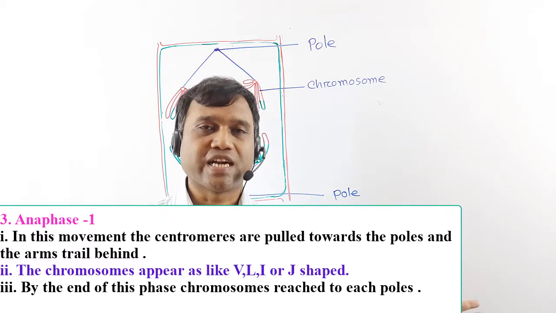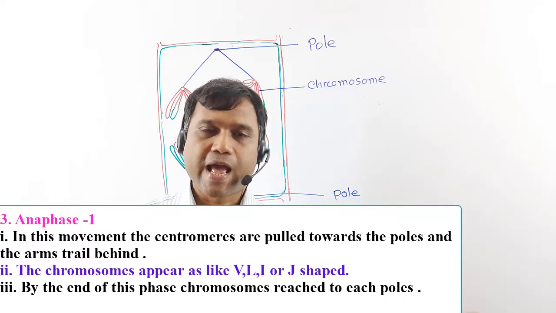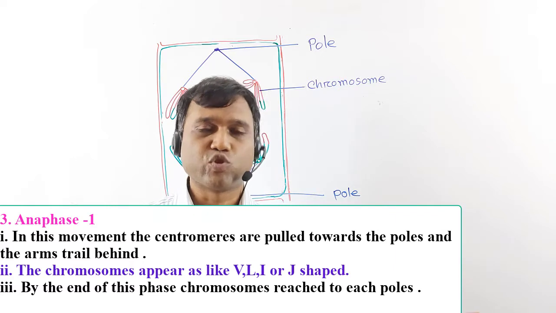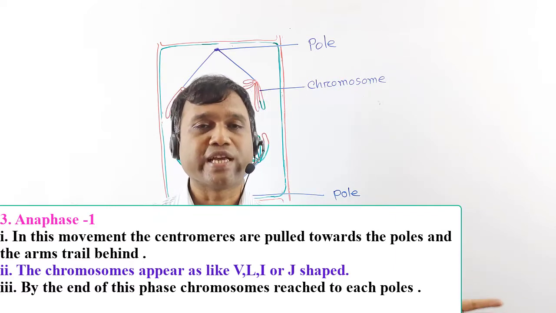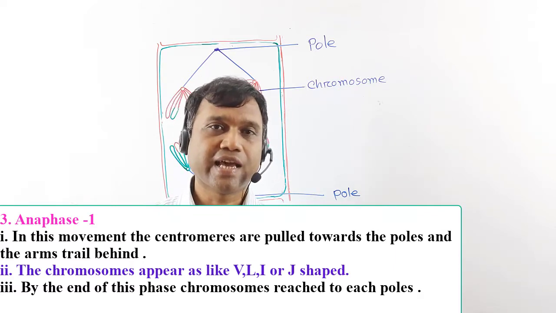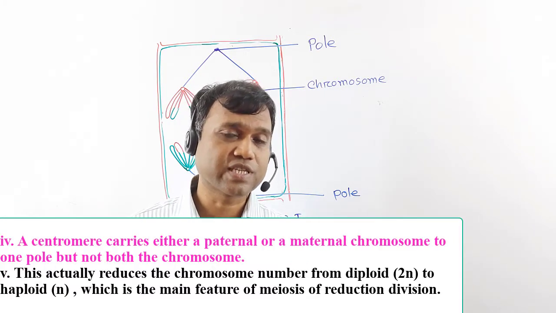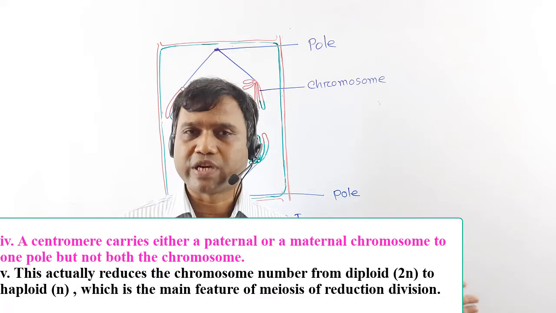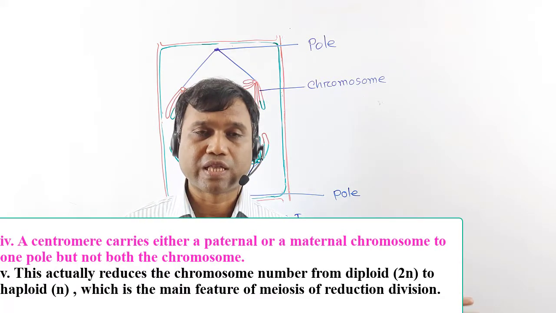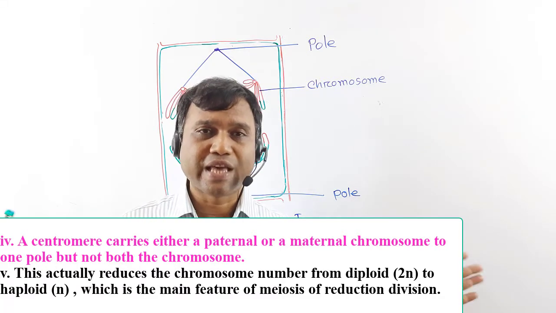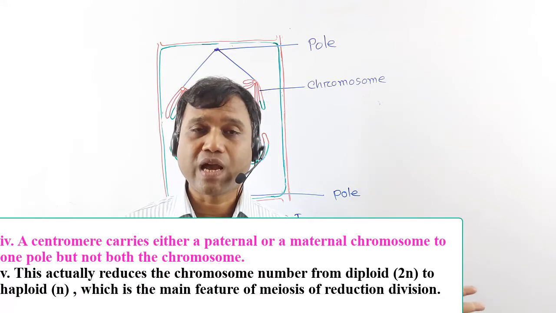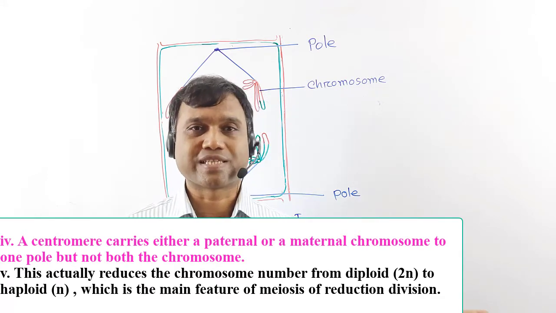So in this stage, we at first find that the bivalent chromosome starts its journey towards the pole, and the chromosome seems to be like the English alphabet I, J, L, V. At the end of this stage, the chromosome reaches the pole. Next point, then the chromosome number will be half of the mother cell.